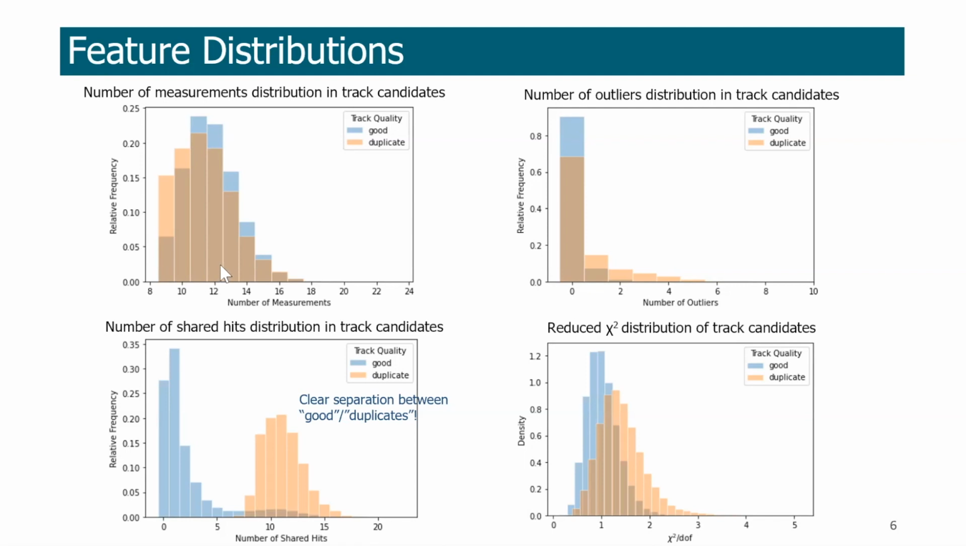So as expected, the good tracks tend to have more measurements and fewer outliers, right here in the top right, and a reduced chi-squared closer to 1 here in the bottom right. However, there's much clearer separation in the number of shared hits distribution, which hints to us that this may be an important feature in helping us differentiate between good and duplicates.